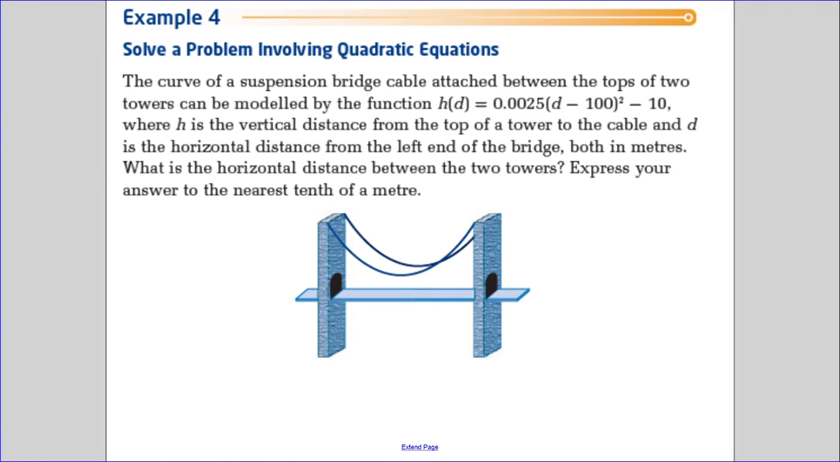So it's giving me an equation to start with. Now the idea behind this is that it wants to know the horizontal distance right across here. What's that distance moving across the top of this? And we can see that this thing makes that parabolic shape. So really, if I knew this number and I knew this number, then I could just subtract them, and that would tell me what the distance is between the two towers. And it wants me to express that answer to the nearest tenth.